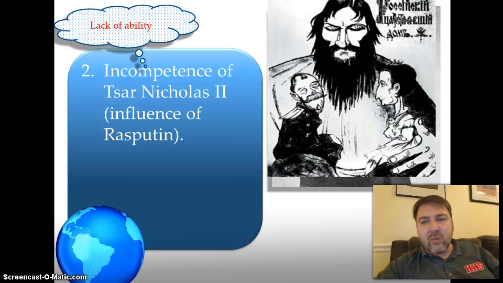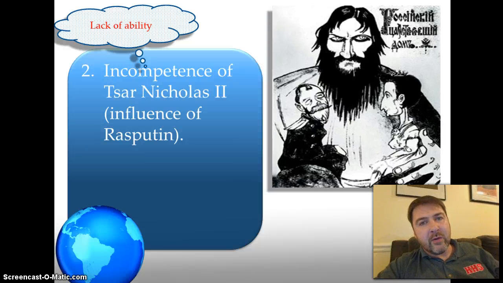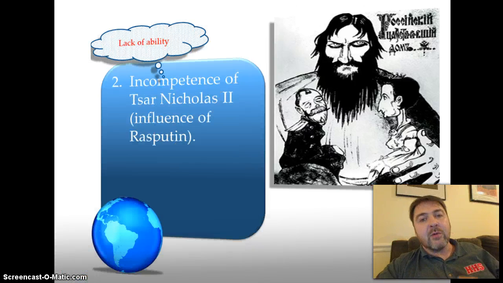And we see this reflected in this Russian cartoon of the time, where we see the large figure of Rasputin and Nicholas and his wife Alexandra there on Rasputin's knee, almost like they're children or puppets being manipulated by Rasputin.